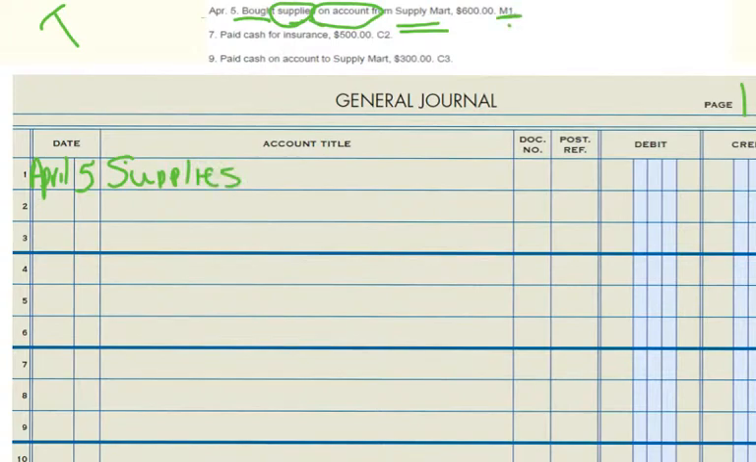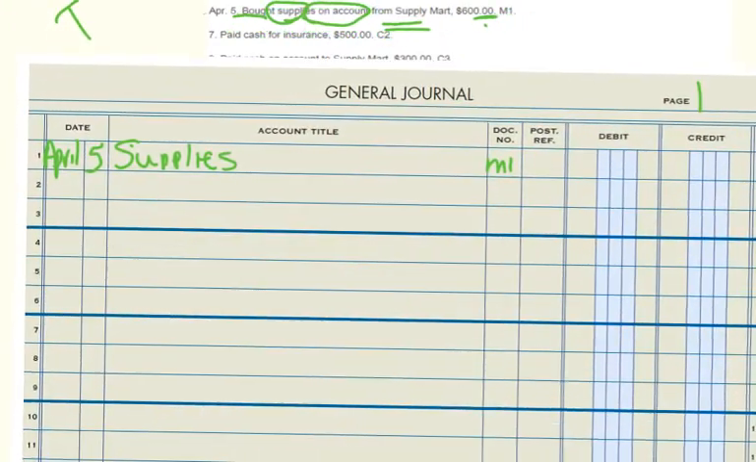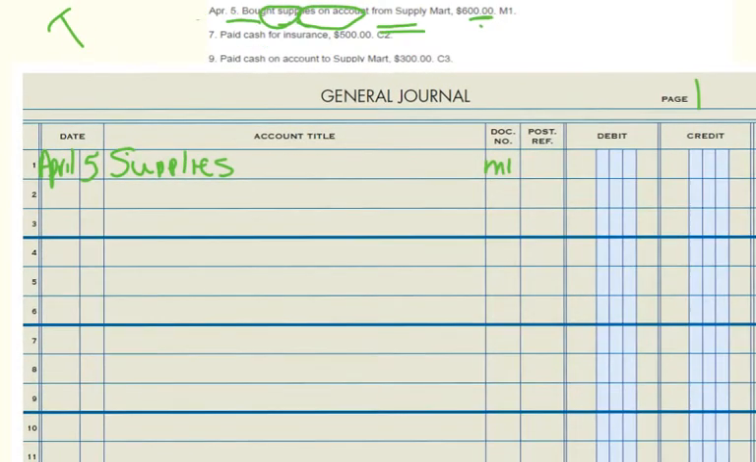We're getting a memorandum, which is a note within the business. The debit amount is $600. Now to record an on account, something that we owe out is a liability. We're going to indent that. Accounts payable to.